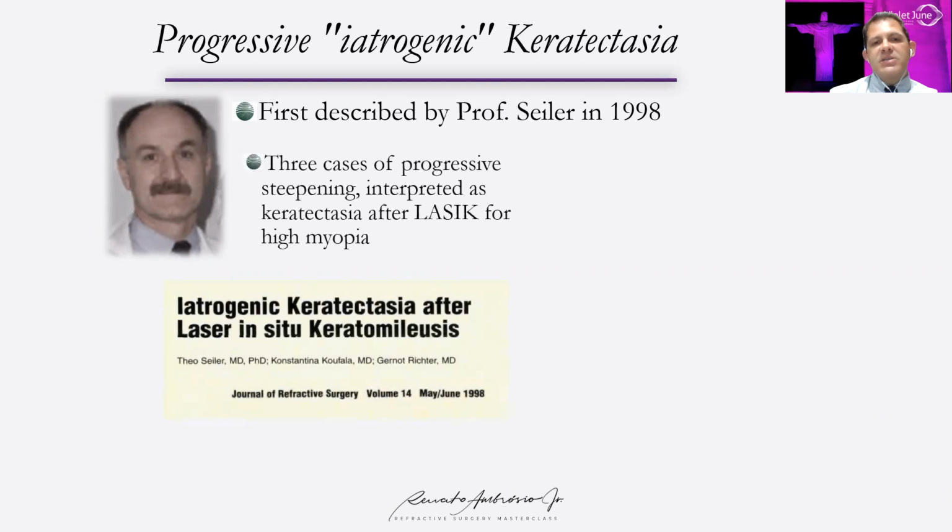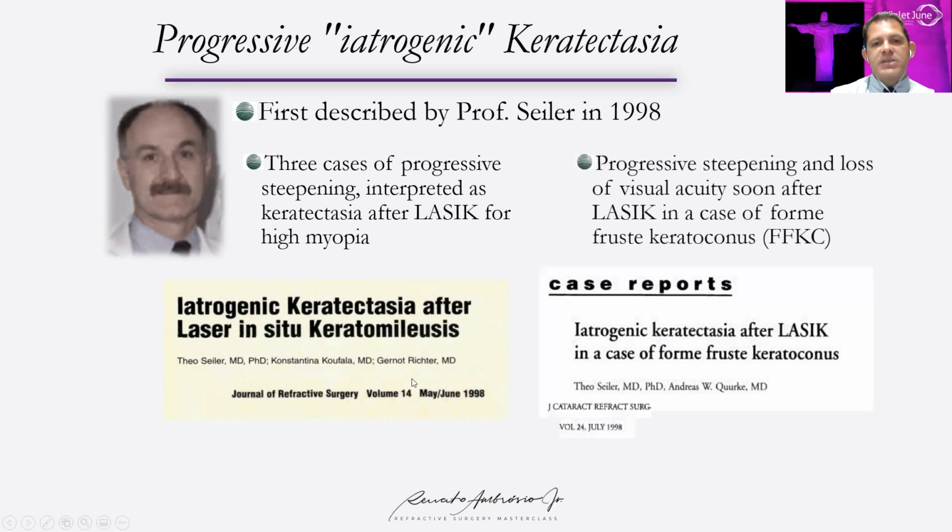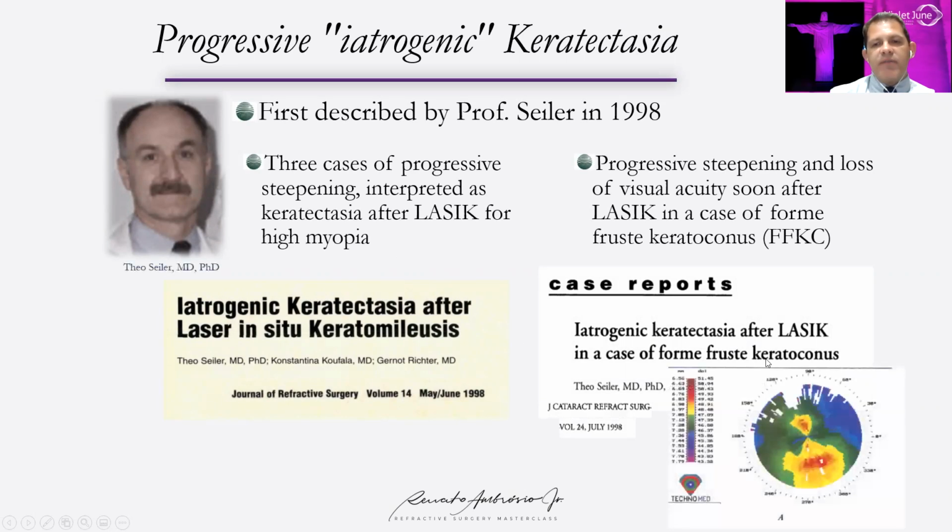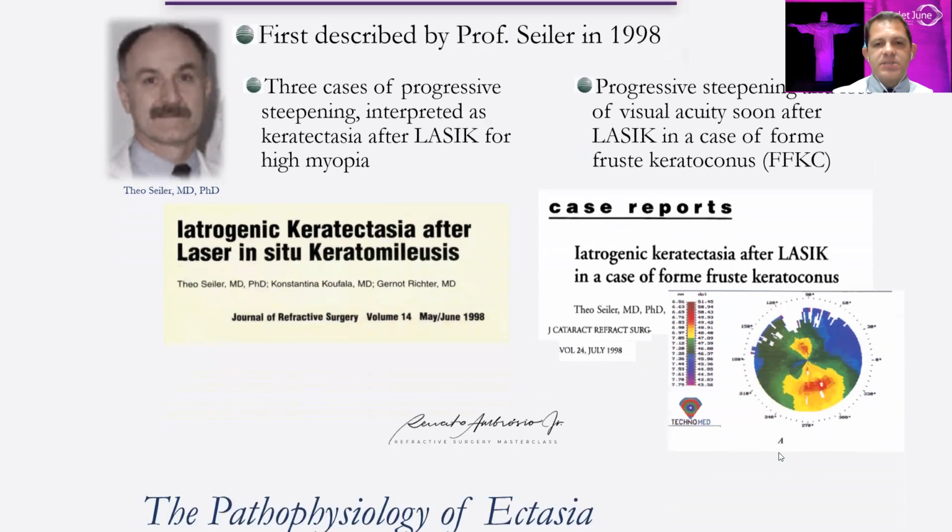And the first cases are cases with high myopia treated by LASIK, in which the impact from the LASIK procedure caused iatrogenic ectasia. A few months later, still in 1998, iatrogenic keratoectasia in a form fruste keratoconus, defined from the front surface topography, was reported as progressive ectasia, considering the abnormal biomechanical structure of such cases.